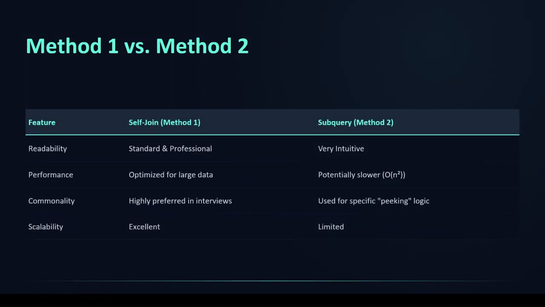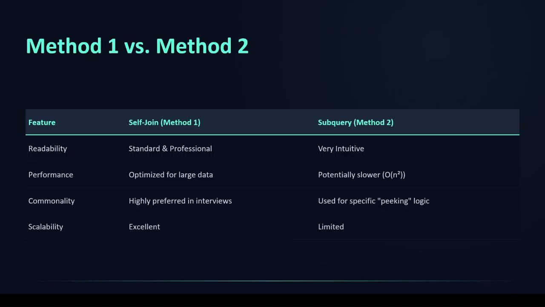Both the methods give exactly the same answer. Which one should you use in an interview? Let's look at the comparison table. Method 1, the self-join, is generally considered the industry standard for this problem. Because database engines are highly optimized for joins, SQL can look at indexes of both the tables and merge them effectively in memory all at once.